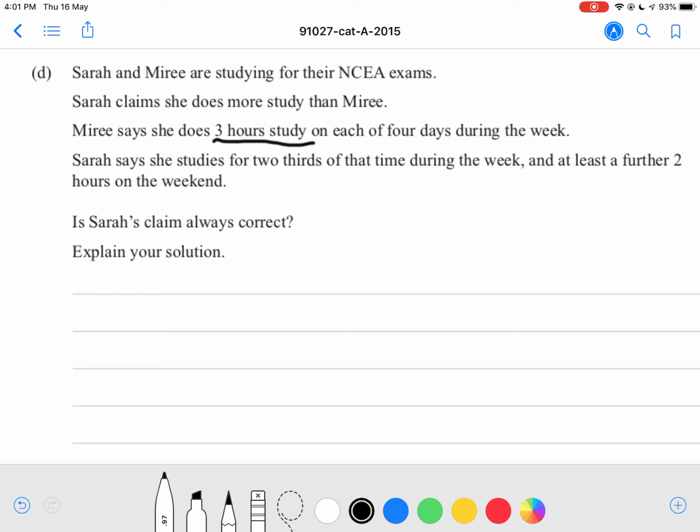She says she does 3 hours study on each of the 4 days. So this is just basically basic arithmetic. So basically 3 times 4 equals M. M for Marie, and M equals 12. So Marie studies for 12 hours each week. So now we're going to find how long Sarah studies for.